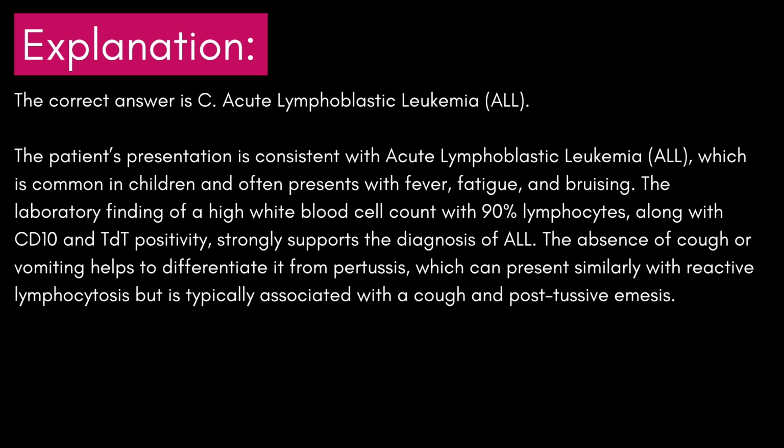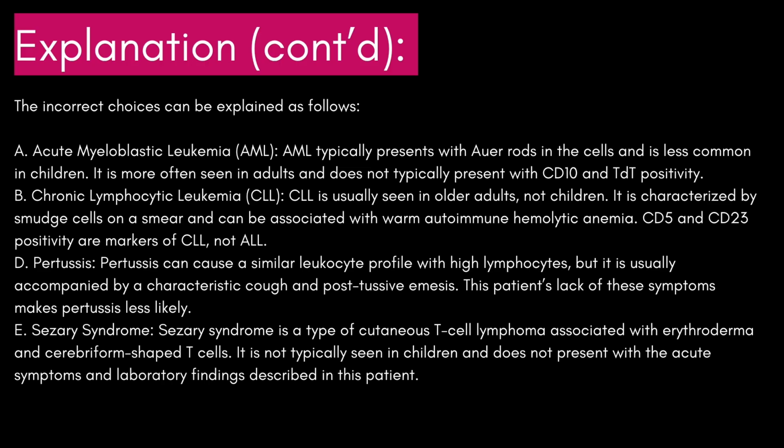All right, let's go ahead and see why the other answer choices are incorrect. The incorrect choices can be explained as follows. A, acute myeloblastic leukemia, AML. AML typically presents with Auer rods in the cells and is less common in children. It is more often seen in adults and does not typically present with CD10 and TDT positivity.